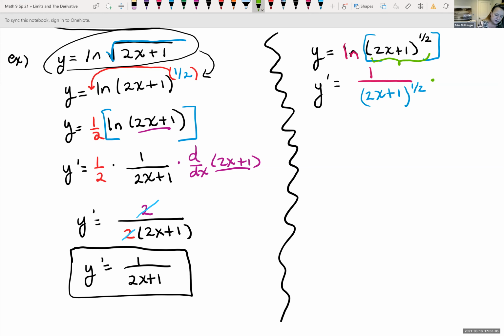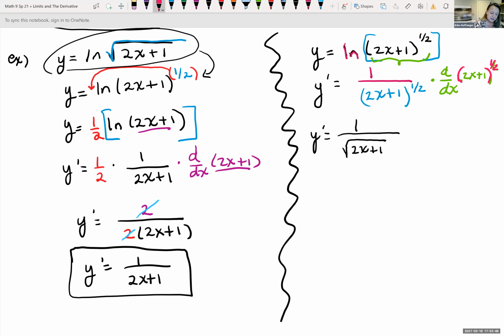So times the derivative of the inside. So let's just write that d dx of this 2x plus 1, all raised to the 1/2 power. When I take the derivative of that inside, I'm going to also have to use the chain rule again. So let's just rewrite this. So far what we have is 1 over this 2x plus 1 to the 1/2 power, let's just rewrite it as its radical, square root of 2x plus 1, times, okay, we have to use the chain rule again. And the outer piece is this thing to the 1/2 power.